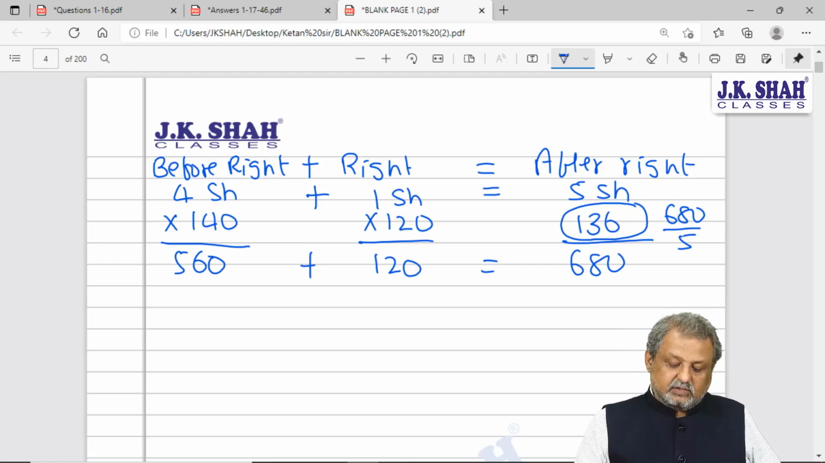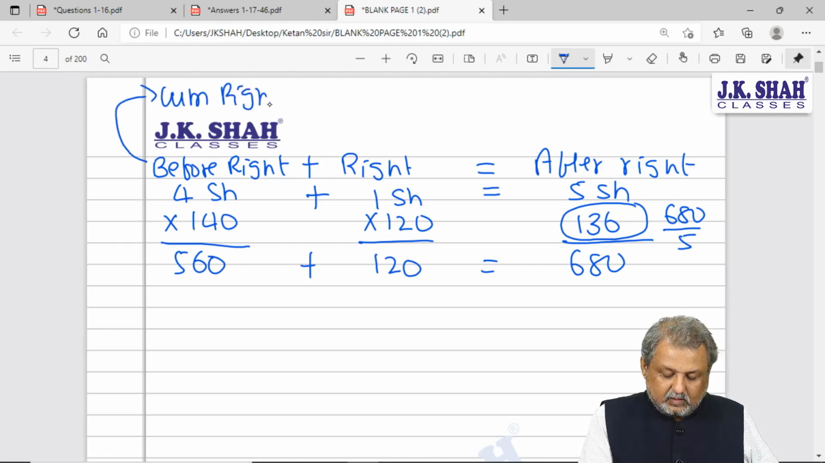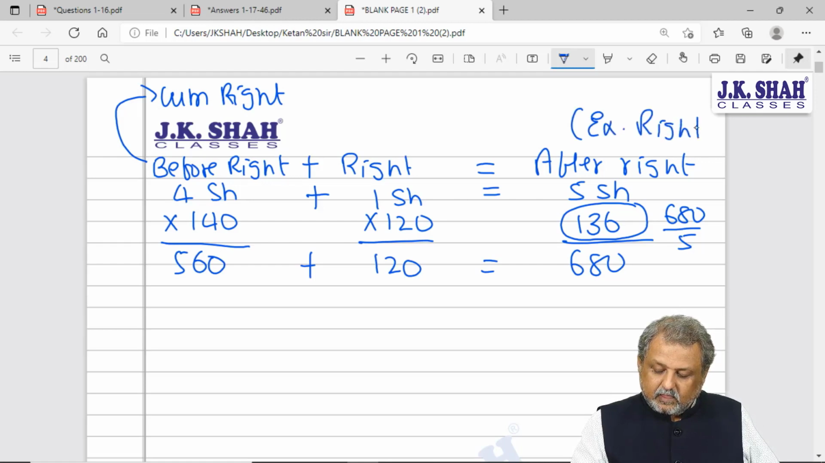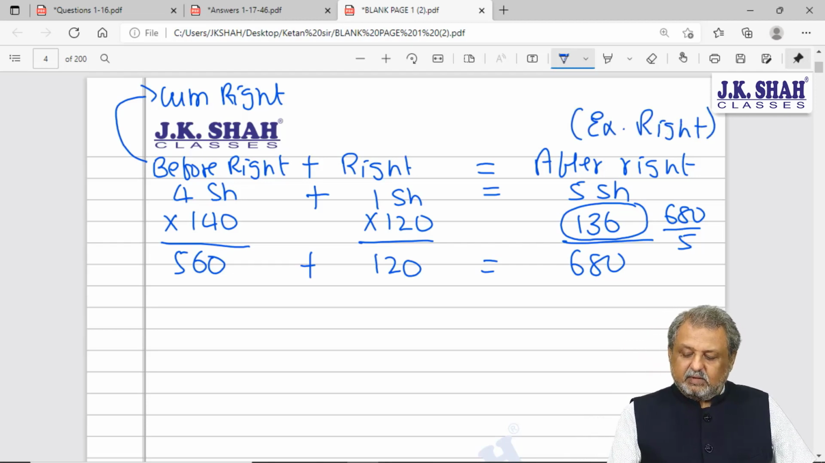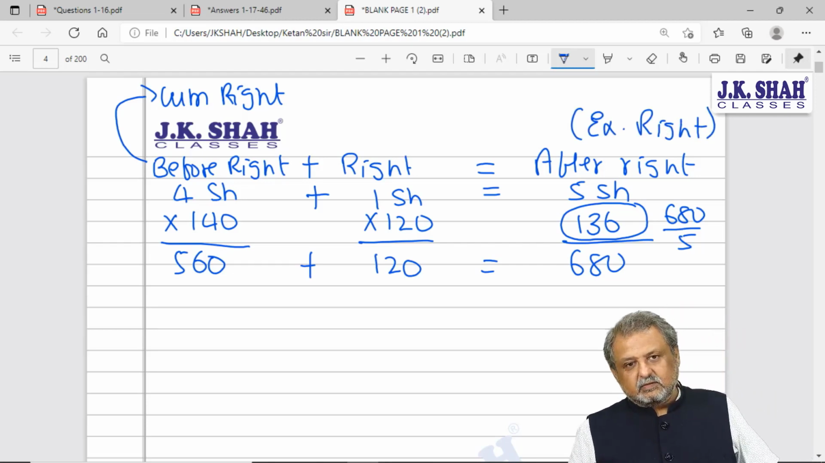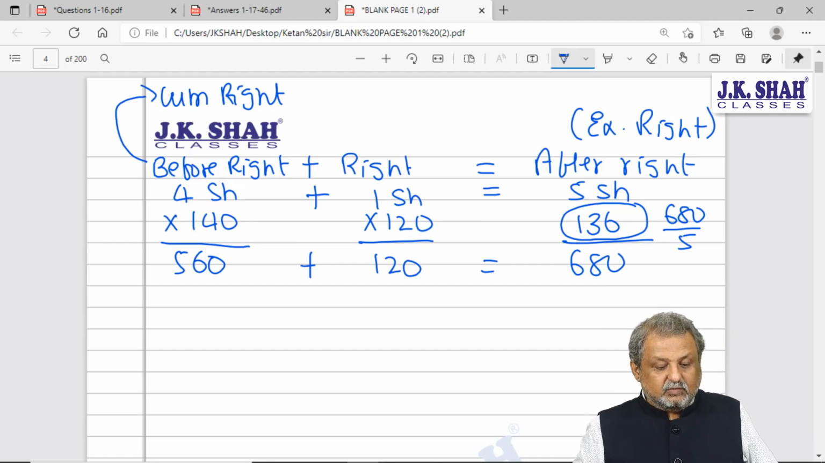After right means X right. Before right is come right. And if you want to find out the value of right, it will be come right price minus X right price. 140 minus 136. It will be 4 per share.